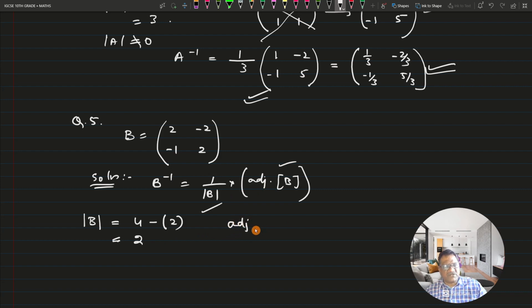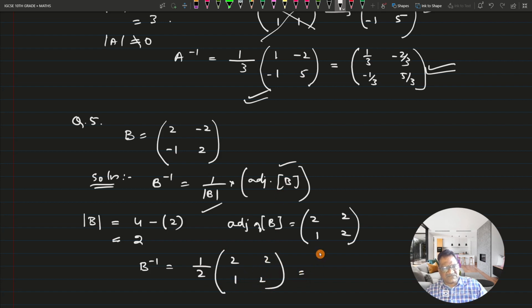So adjoint of the B matrix will be equal to, now how to find the adjoint using the shortcut method, you have to swap these two positions. Okay, so it will be 2 and 2. And these two elements, you have to just change the sign. So it is minus 2, make it plus 2. It is minus 1, make it 1. This is the adjoint. Okay. Now B inverse will be equal to 1 upon determinant of B is 2 times the adjoint of this B is 2, 2, 1, 2. So this is your answer.